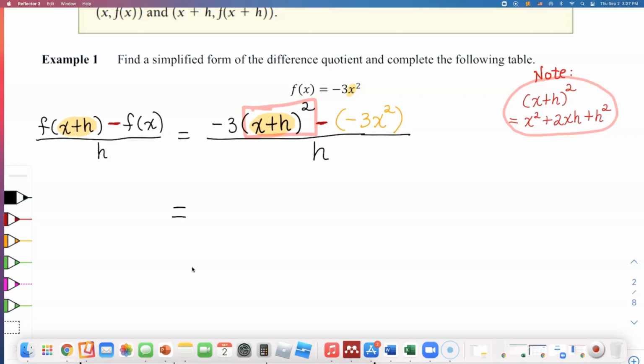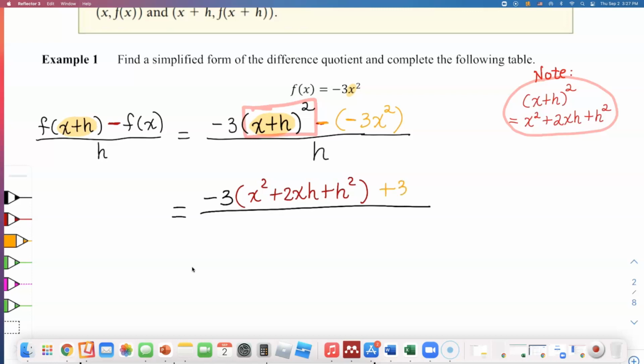My numerator is now -3 times x squared plus 2xh plus h squared. Close the parenthesis. And now take a look. I have negative minus 3x squared, so that's going to turn into plus 3x squared, right? Still all over h. Now it's time for me to distribute the -3.